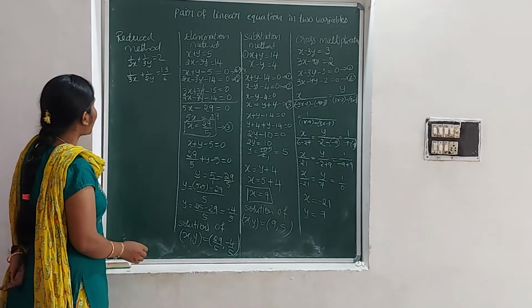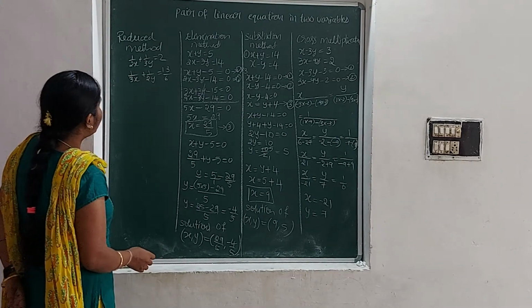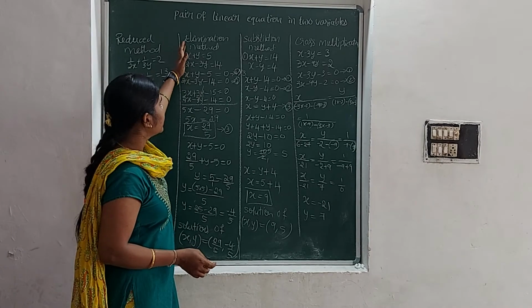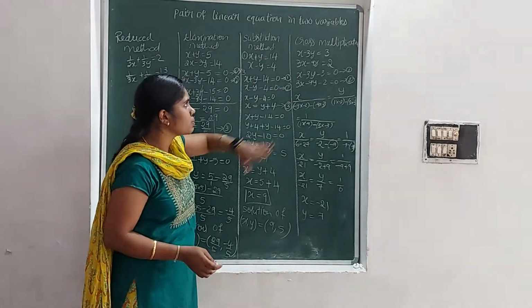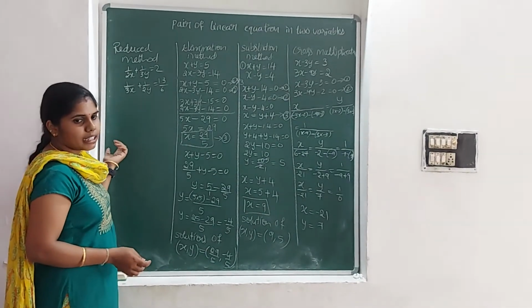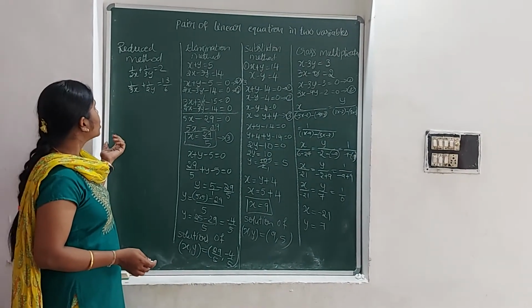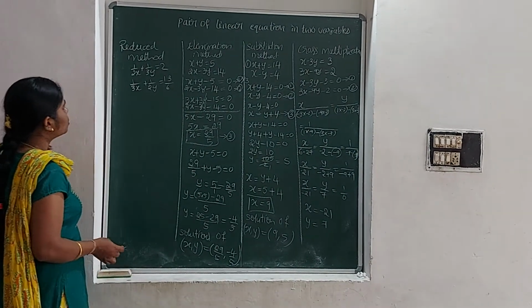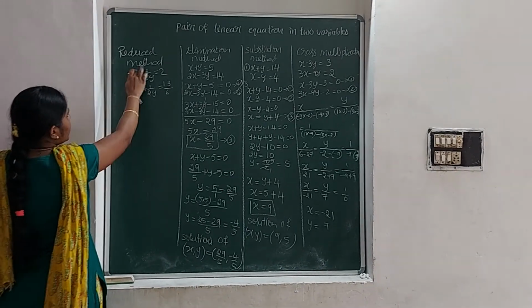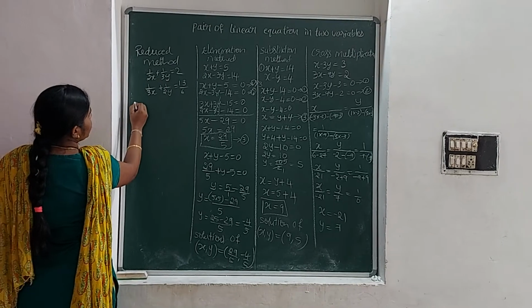Okay, so the last one is the reduced method. You understand the elimination method, substitution method, and cross multiplication. Any one type you can use based on the equation. Okay? So for the reduced method, first of all we have to substitute the constant term, we have to reduce here.